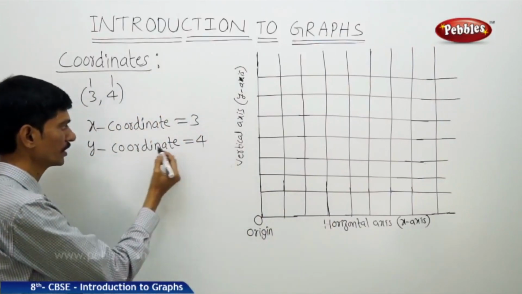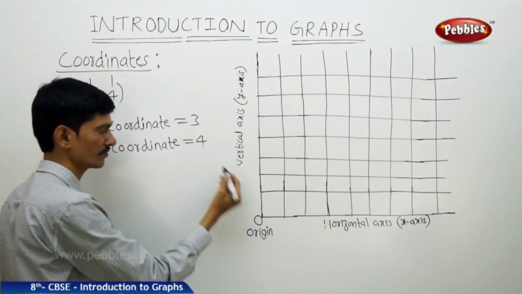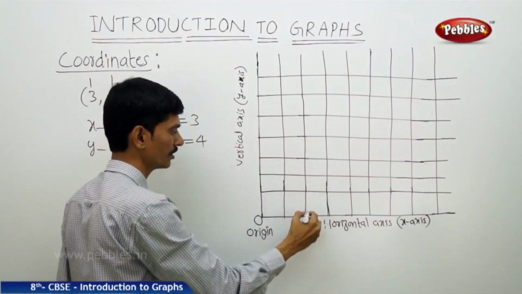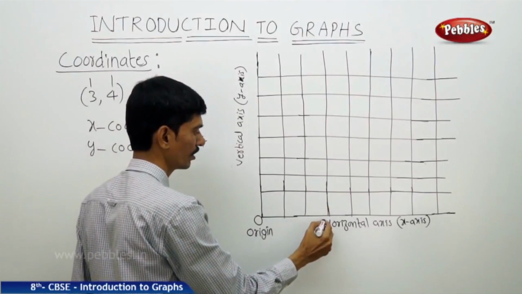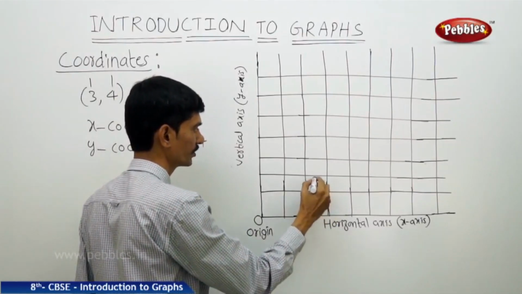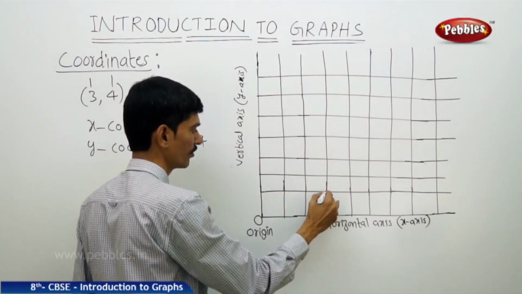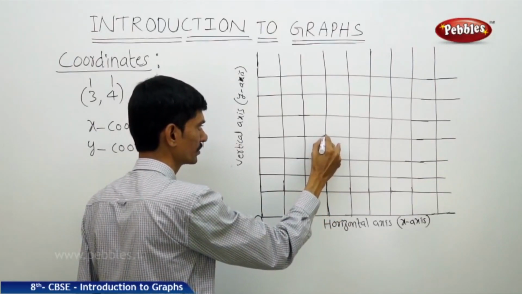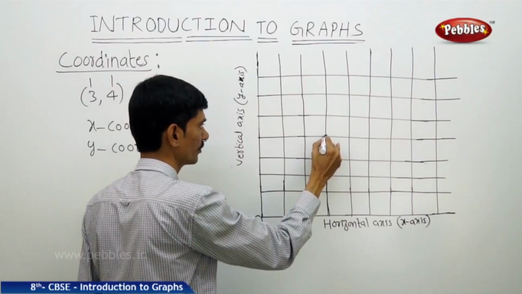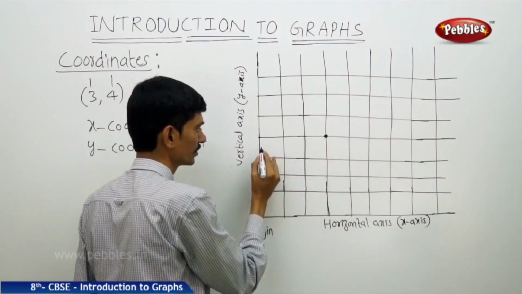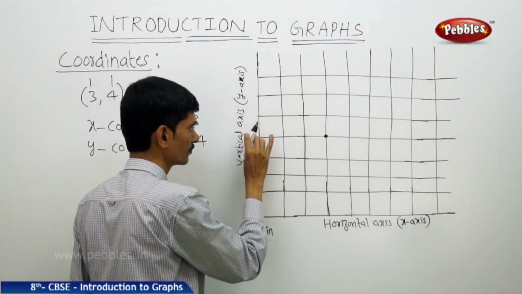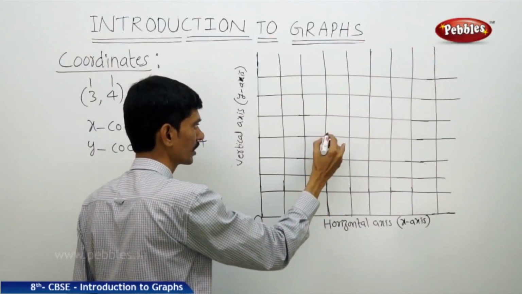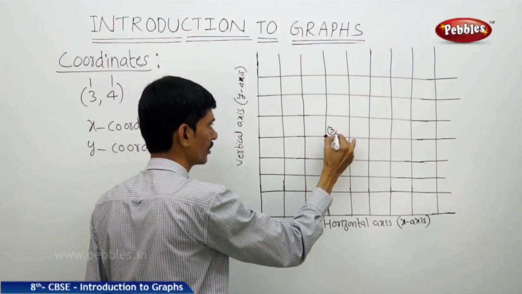Now consider the y coordinate 4. It represents 4 centimeters away from the bottom axis, means from the horizontal axis. So if you take 4 centimeters, 1, 2, 3, 4, this is the exact location of the point 3, 4, which is 3 centimeters away from the vertical line and 4 centimeters away from the horizontal line. So this is the point 3, 4.